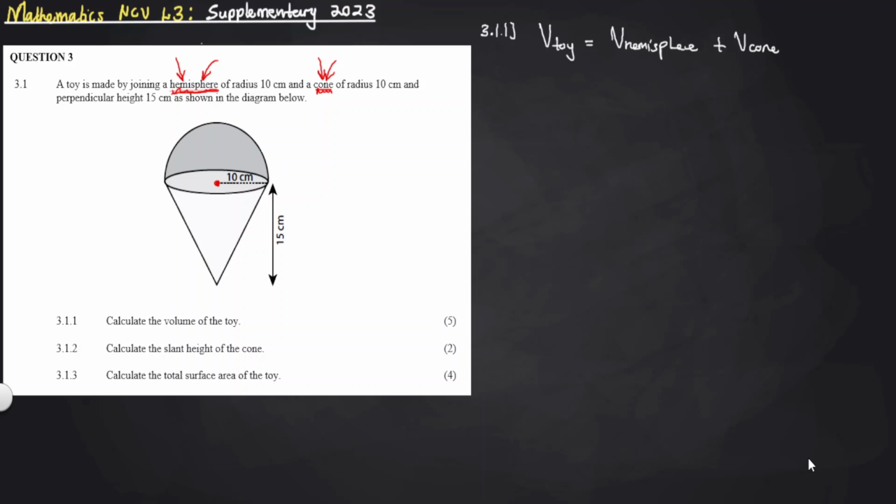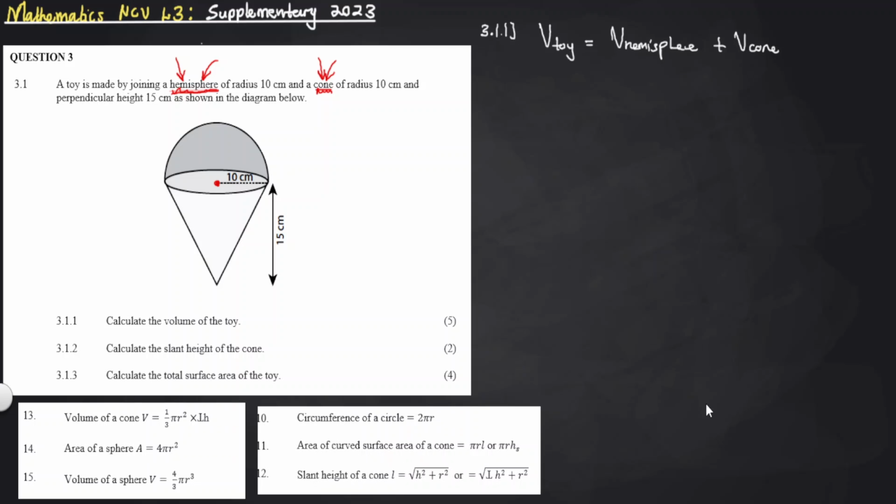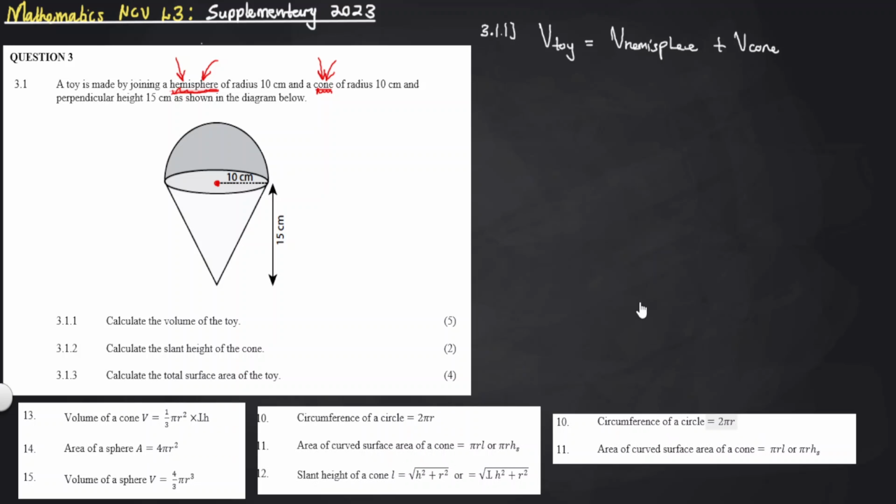We're going to consult our formula sheet. On the formula sheet, these are going to be the useful formulas for our discussion. Now, I want a formula that will help me to calculate a volume for a hemisphere. A hemisphere is basically a half sphere. I'm also looking for a formula for calculating a volume for a cone. Now let's consult our formula sheet.